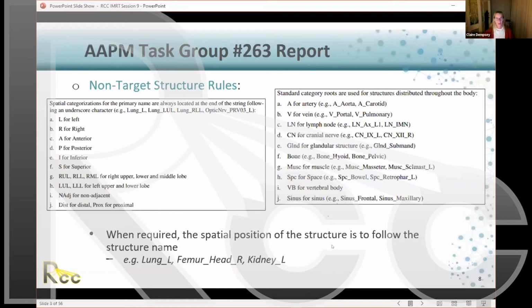And when you're writing down the structure, you always say the name of the structure and then its location afterwards. So you'll have lung left, or lung right, kidney left, kidney right. So that means when you have all your structures named together, you don't end up having all the left structures named at the start and all the right structures named at the bottom. It means you have your kidney left and kidney right sitting right under each other in your structure list if it's done in alphabetical order. So that's the logic behind some of those decisions.